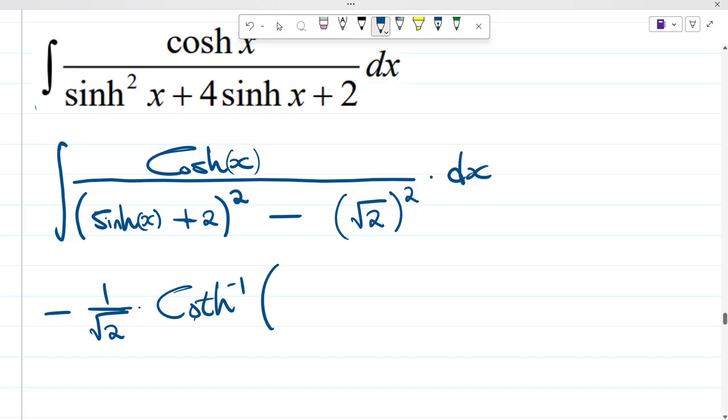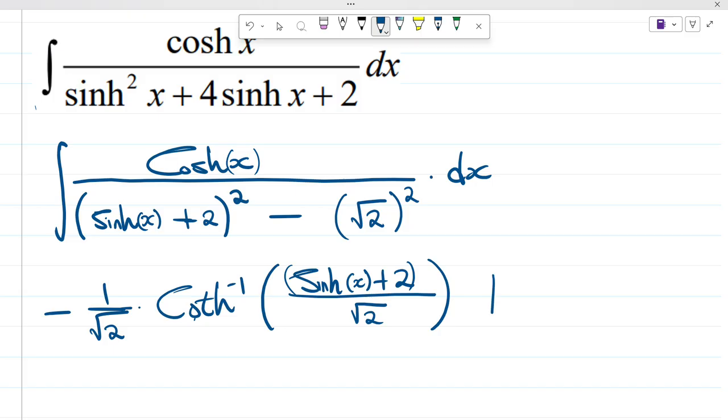Hyperbolic tan inverse of hyperbolic sine of x plus 2, all of this divided by a, which is root 2, and then plus c. Tada! You have your answer there, just like that. So that's how we basically do it. You understand, right? Yeah, you should.